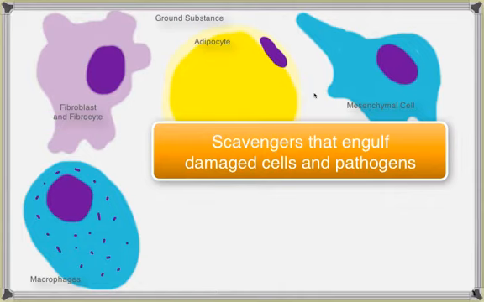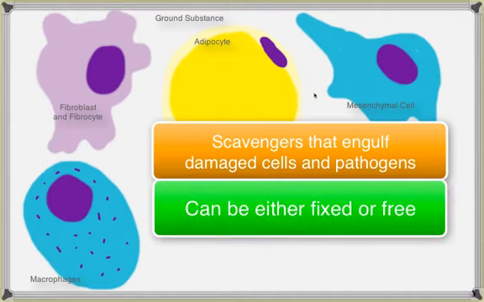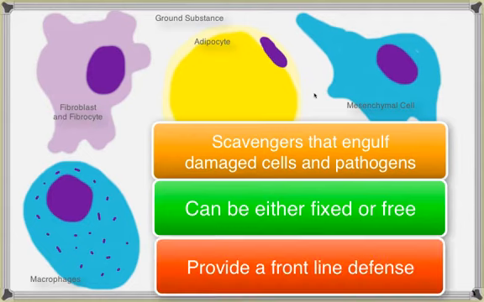When macrophages engulf damaged cells or pathogens, they become stimulated and release chemicals that attract large numbers of additional macrophages and other cells involved in tissue defense. These macrophages can be either fixed or free. The fixed macrophages stay in a tissue for long periods of time, whereas free macrophages migrate rapidly through the tissue. Macrophages provide a frontline defense until other cells can be recruited to help against the attack of pathogens or in the repair of tissue.